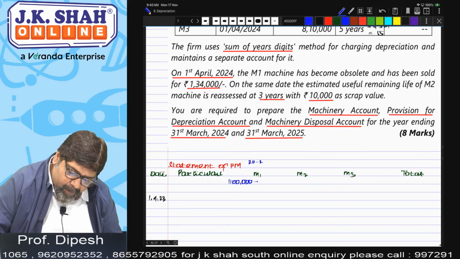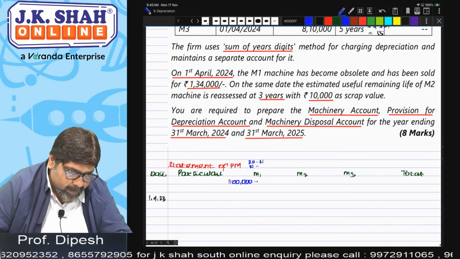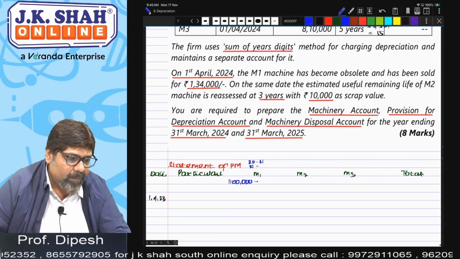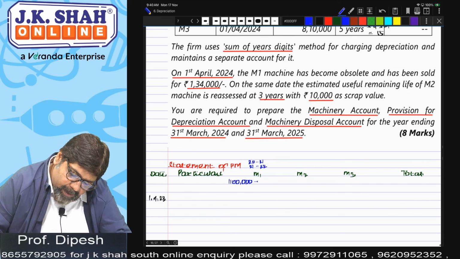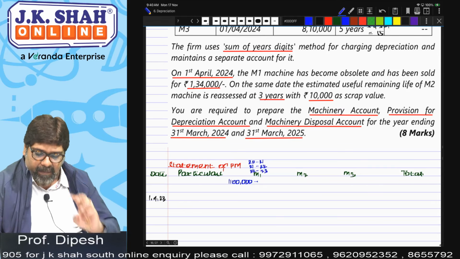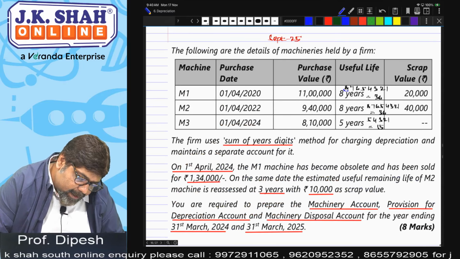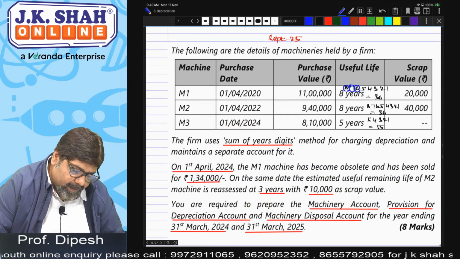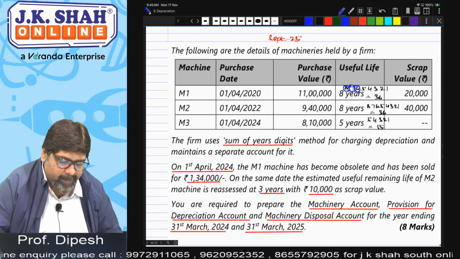20 to 21, 21 to 22 and 22 to 23. So how many years ka depreciation? 3 years ka. So how much it will become? 8 plus 7 plus 6. It is 8 plus 7 is how much? 15. 15 plus 6 is how much?